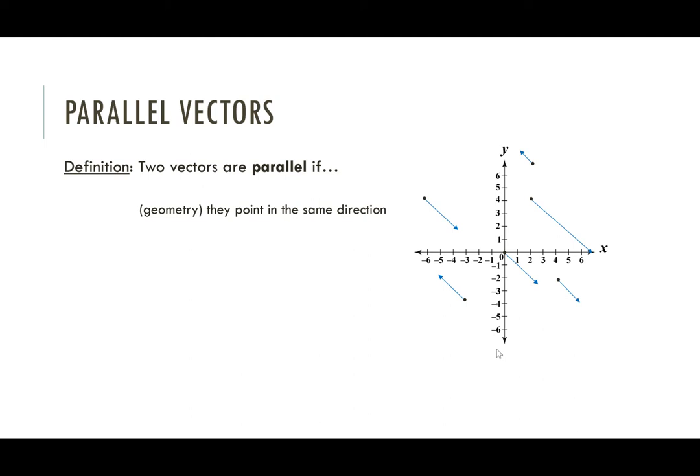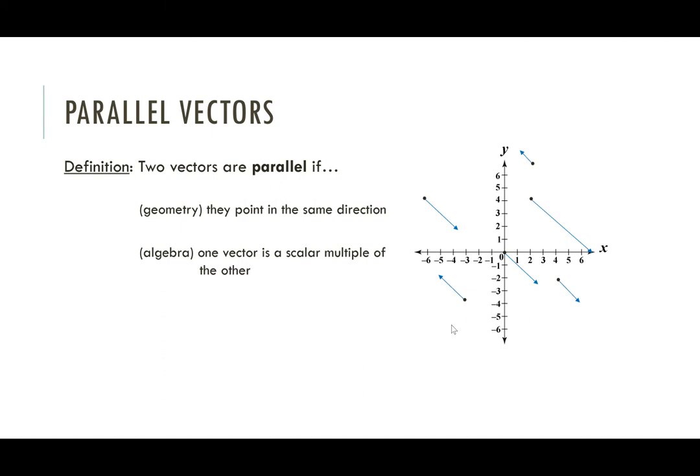Maybe a better way to have said it would be to say that the lines through the vectors are all parallel, which then it would really make sense why I would call those vectors parallel. Okay, so do with that what you will.